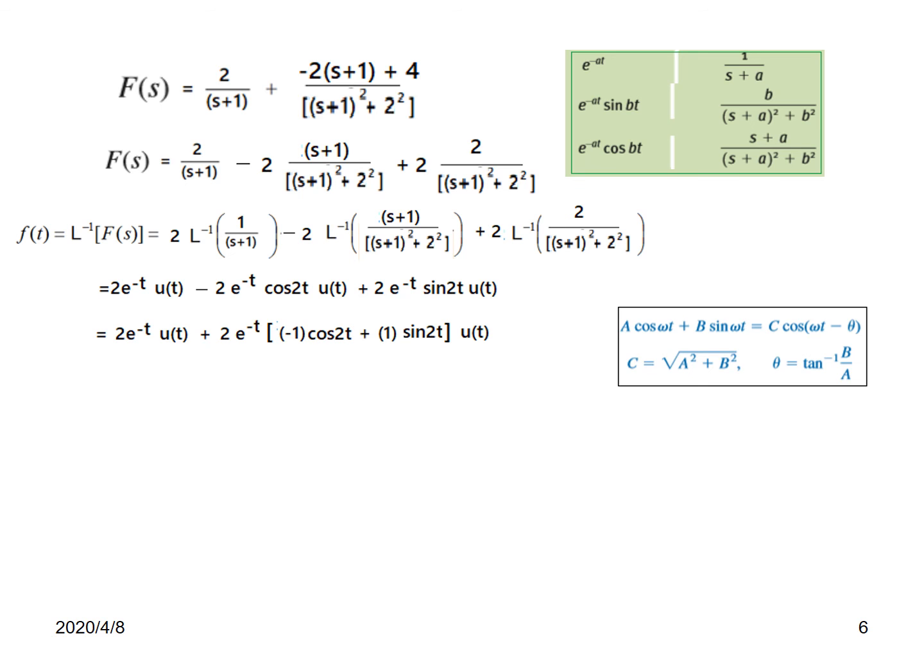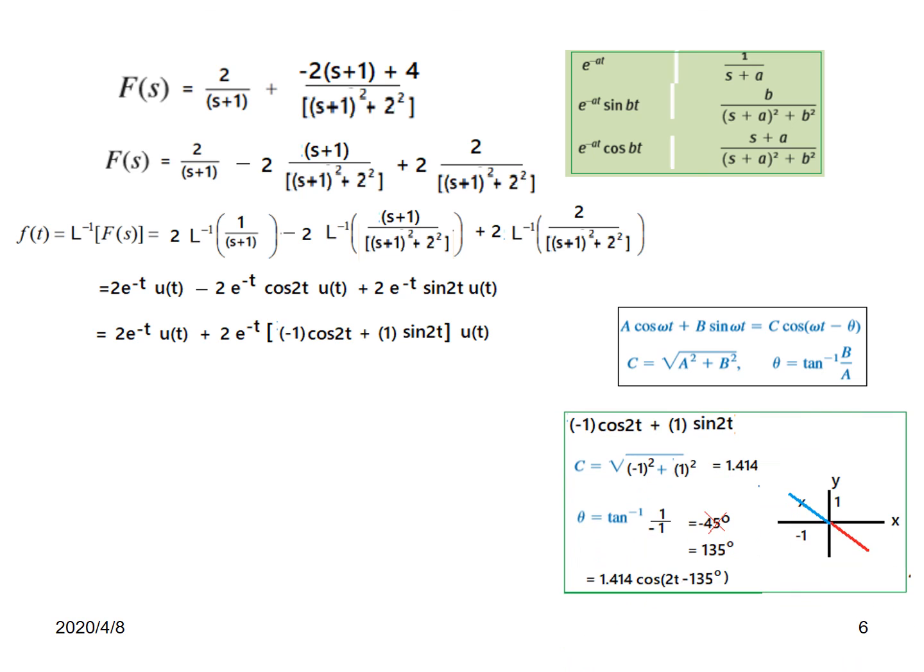And now we can find these two values first, so we'll do that separately here. So this is minus 1, this is A and this is B. So C is the square root of A square plus B square, so this is 1.414. And theta is tangent inverse of B over A. So if you use your calculator, you will get an answer of minus 45. But we have to be careful because this is not the answer in this case.